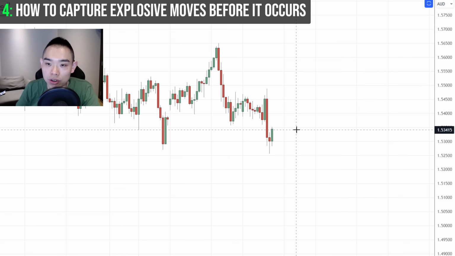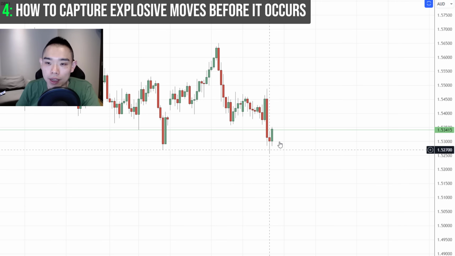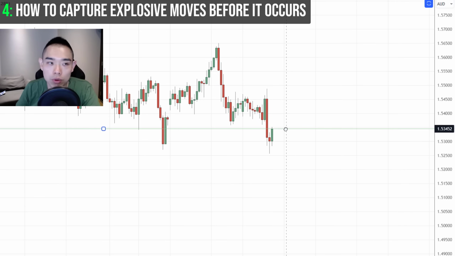So I'll go a bit faster. You're already familiar. Let's just change this to green. Okay. And let's say our stop loss again is a distance below this low, say somewhere about here. Okay. Change this to red.